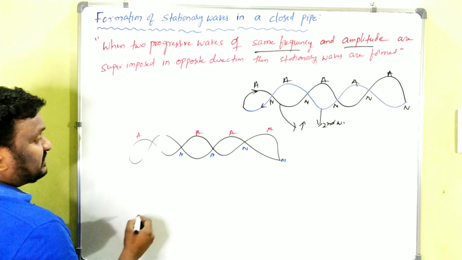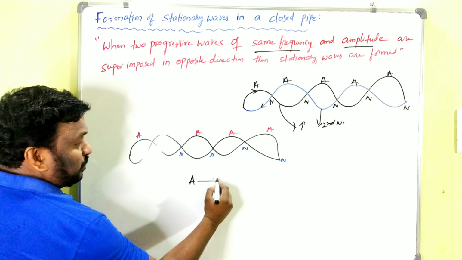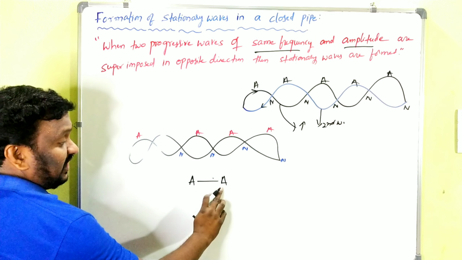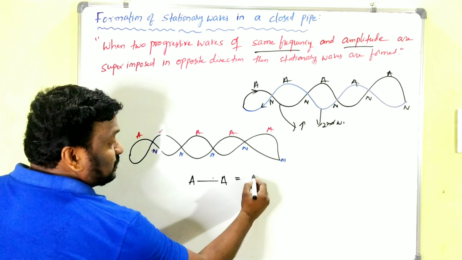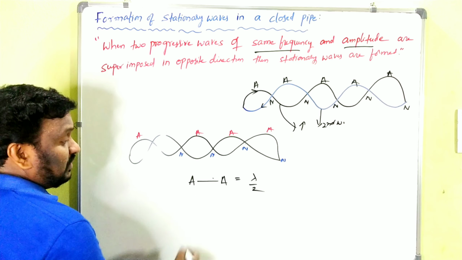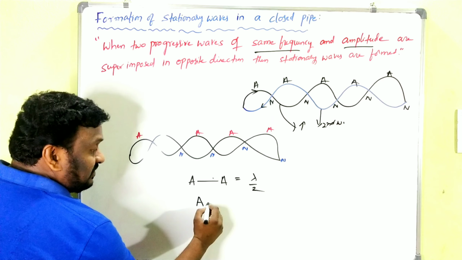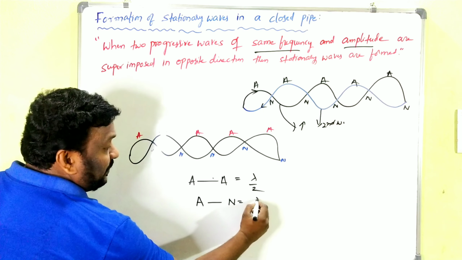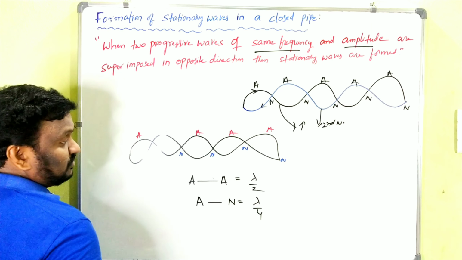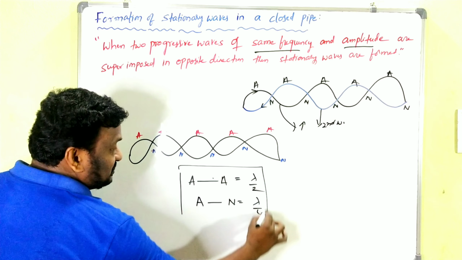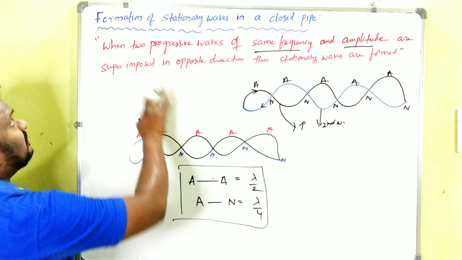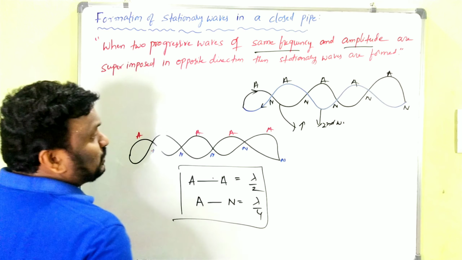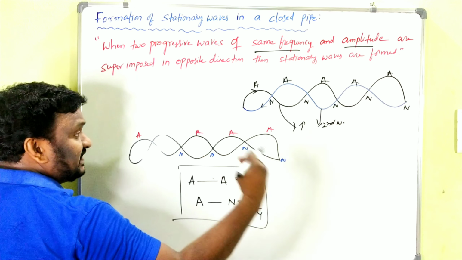And the next thing is the distance between any two successive antinodes is equal to lambda by 2, and the distance between a successive node and antinode is lambda by 4. So when you have an idea about these two properties, you can easily explain the formation of stationary waves in a closed pipe. So now let's enter into the topic.